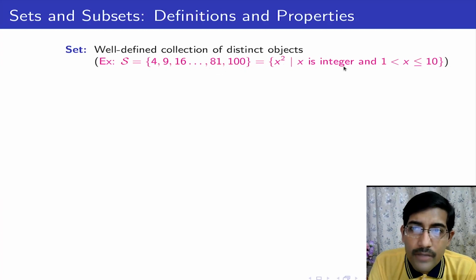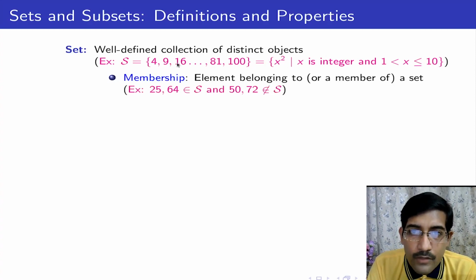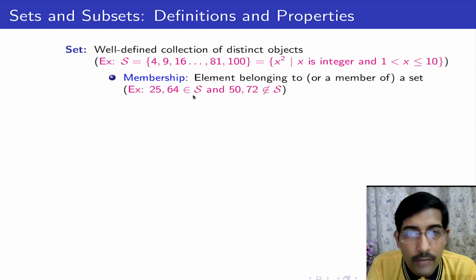This set comprises all squares of integers ranging from 2 to 10. Therefore 2 square, 3 square, 4 square are all part of this set. We call an element a member of this set if it is present inside the set. Otherwise it is not a member. So 25, which is 5 square, and 64, which is 8 square, are members of this set, whereas 50 and 72 are not square numbers, so they don't belong to this set.